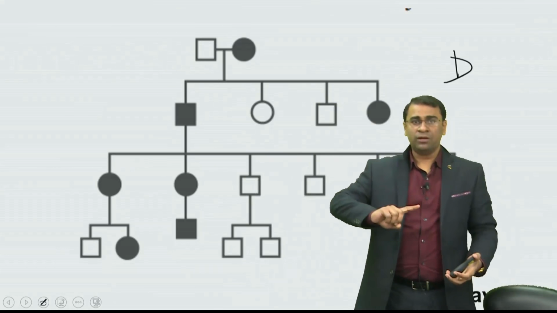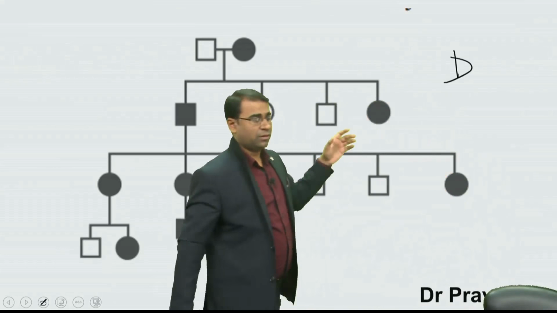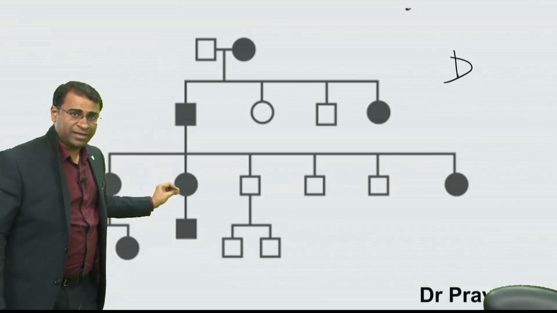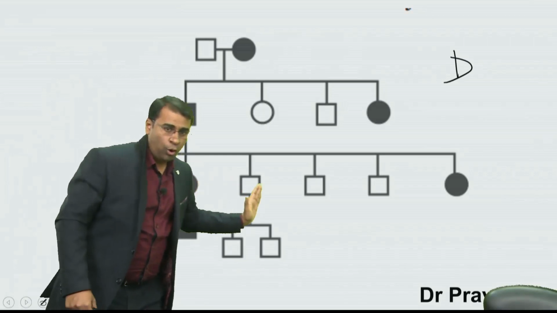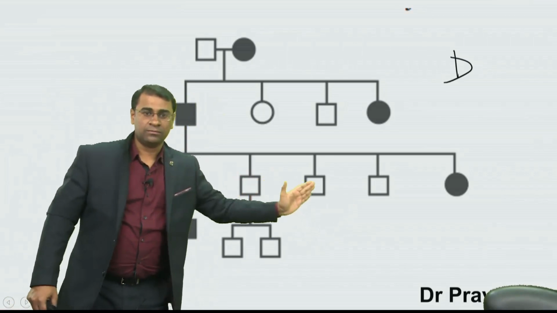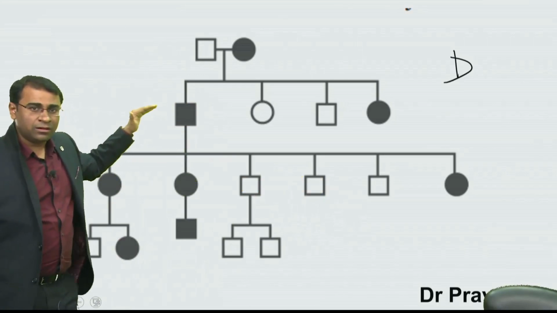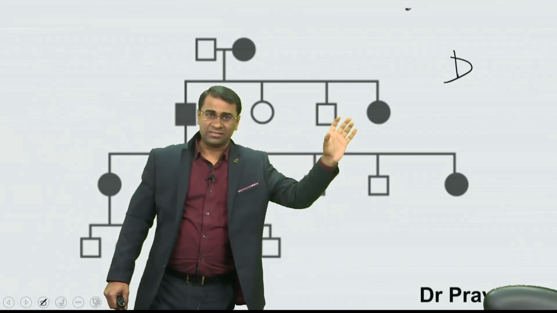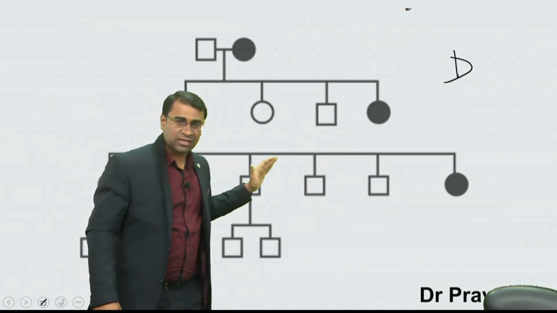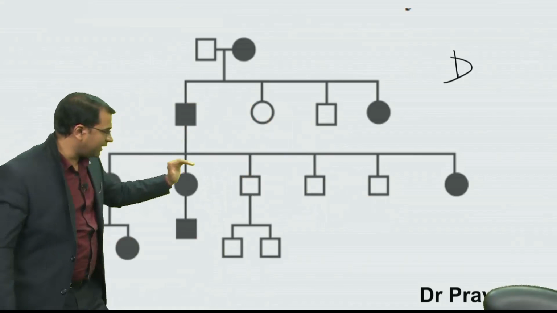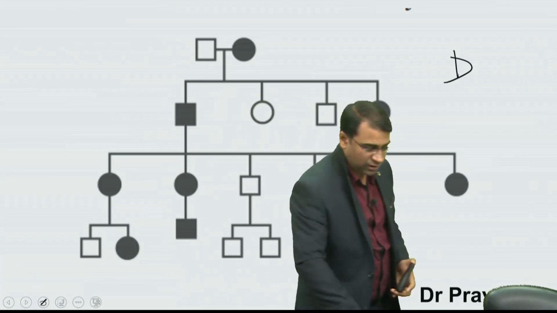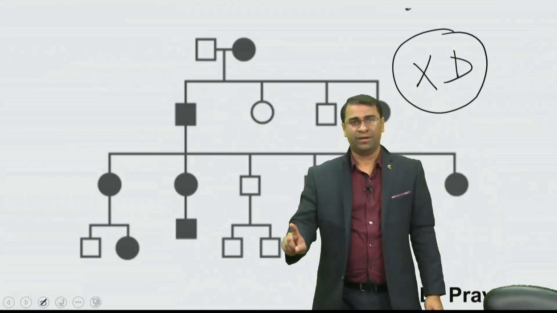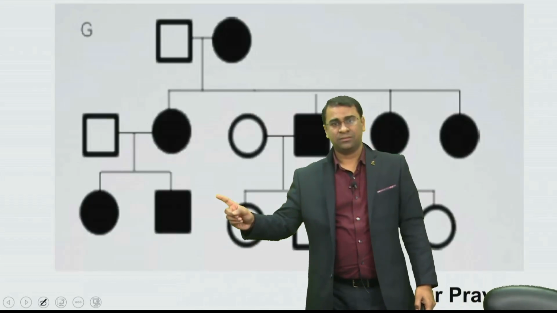Now see autosomal or X-linked. See here. He is a male giving to female. But all the sons are normal. Isn't it? All daughters are diseased. Remember my rule. If a male is diseased and all the sons are normal, while all the daughters are getting diseased, what is it? It is X-linked dominant. Next.